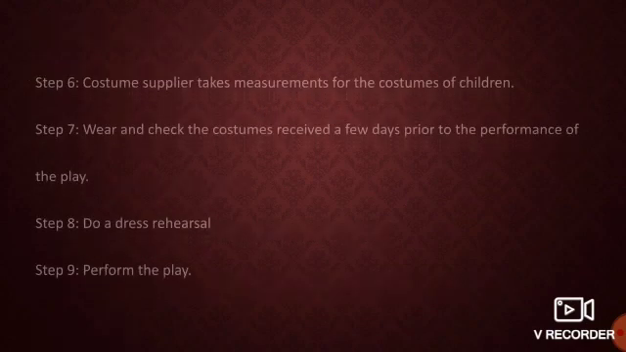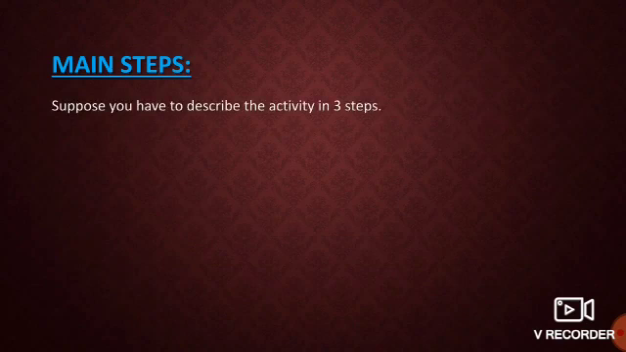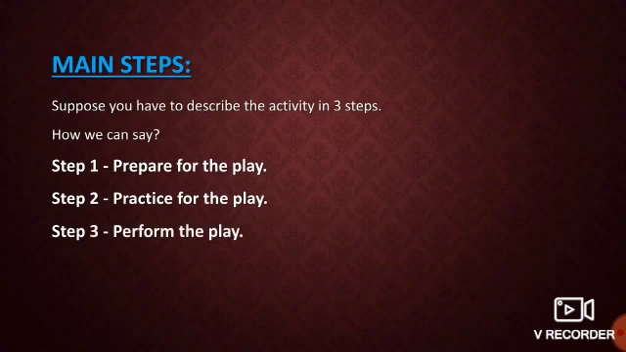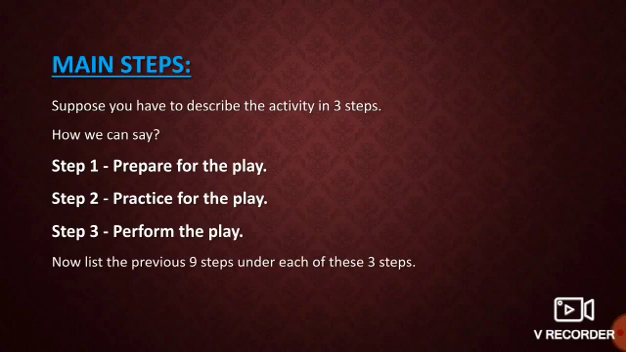Children, now how are we going to find the main steps in this activity? Suppose you want to describe this activity in 3 steps, how can we say it? For everything, first we will prepare. Prepare for the play. Then we will practice, so that is practice for the play. And step 3, we will perform it, that is perform the play. Now we are going to list the previous 9 steps under these 3 steps. How is it?